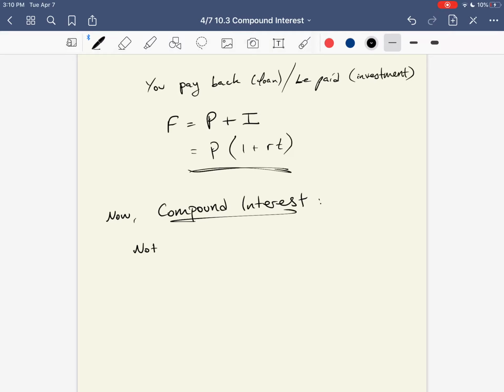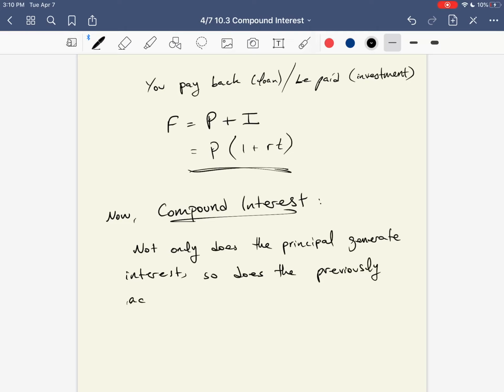That's the idea. Not only does the principal generate interest, so does the previously accumulated interest. All right.